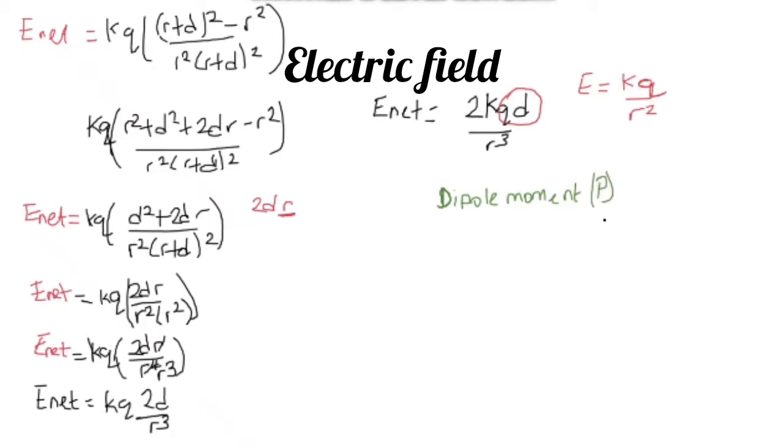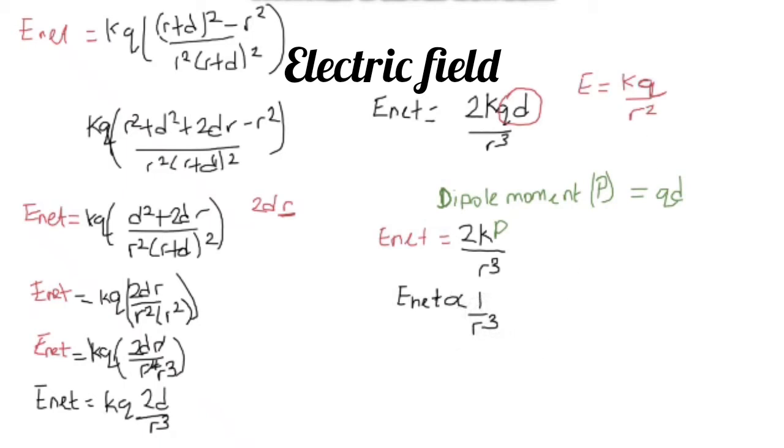It is represented by the symbol P, and by convention in physics, it points from the negative charge to the positive charge. In chemistry, it is in the opposite direction. So we can write this equation as E net is equal to 2kp over r cubed. This electric field also varies inversely as the cube of the distance r.